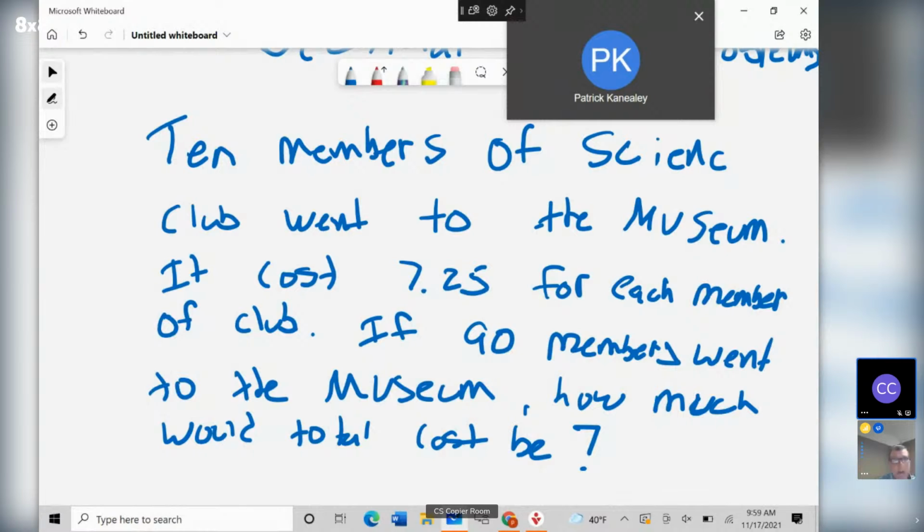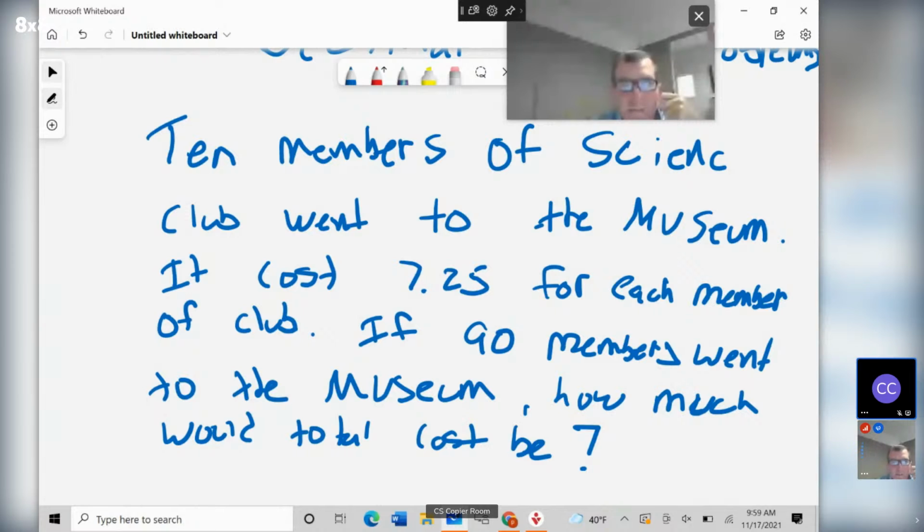Today we're going to be working on some word problems with decimals, and I just want to read this. It says 10 members of the science club went to the museum. It cost $7.25 for each member of the club. If 90 members went to the museum, how much would it be, or what would the total cost be?